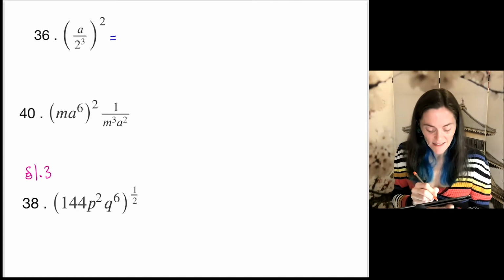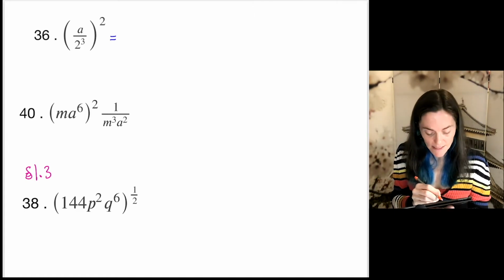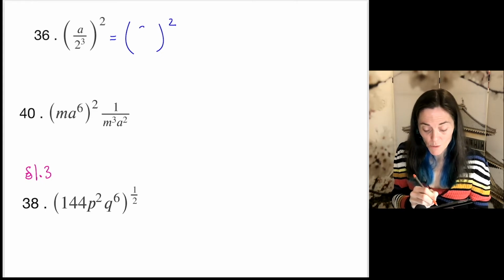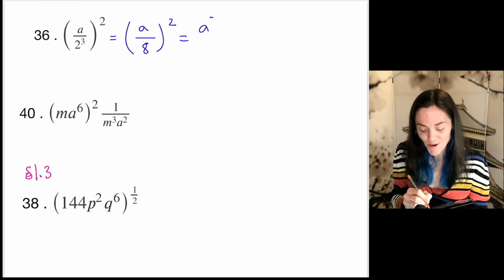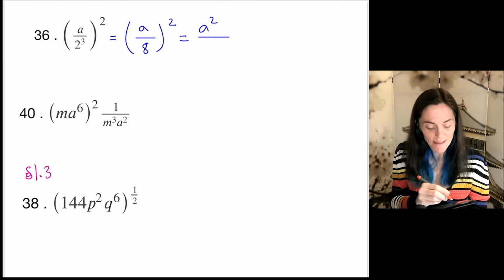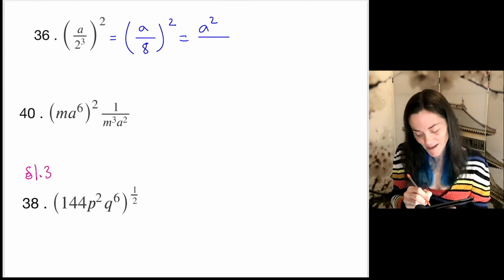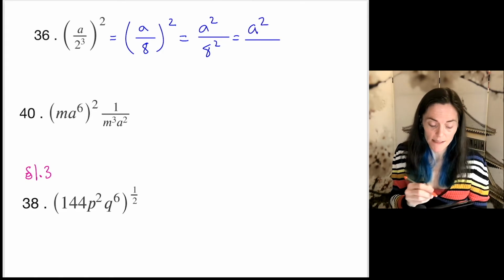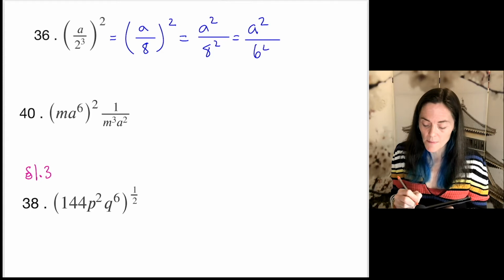36. Let me go ahead and simplify what's inside these parentheses. 2 cubed is 8. So I have a over 8. And now when I square this, my numerator is a squared. My denominator is 8 squared. And 8 squared is 64. So I have a squared divided by 64. This would be my answer here.